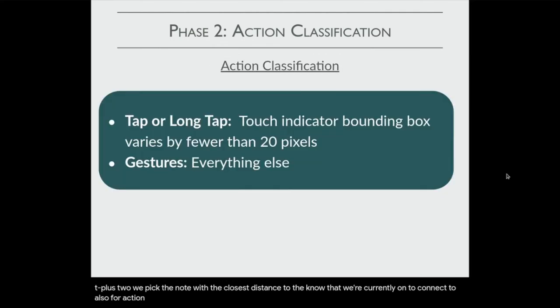Also, for action classification, if the touch indicator through the life of the action doesn't move more than 20 pixels, we consider it a tap or a long tap, and we consider everything else a swipe, a gesture.